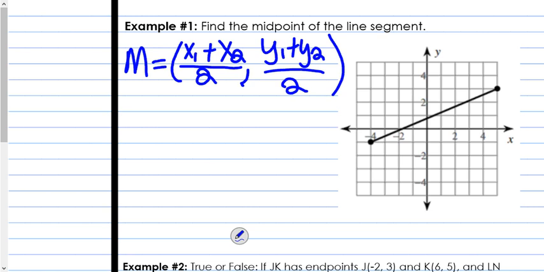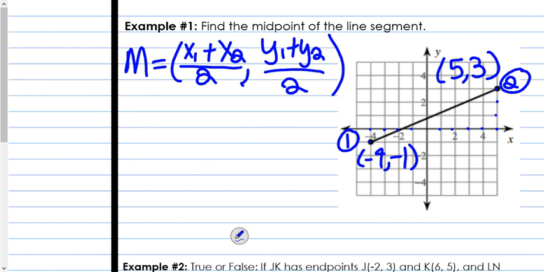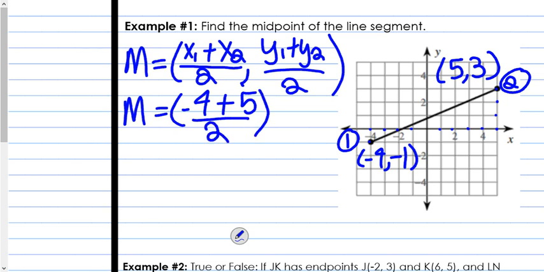I see that this first point is at negative 4 on the x-axis, and it's down 1 on the y-axis. So its coordinates are negative 4, negative 1. My second point is at 5, and then up 3, so 5, 3. There are my coordinates, and I can just plug them right in. M equals x1, which is negative 4, plus x2, which is 5, divided by 2.